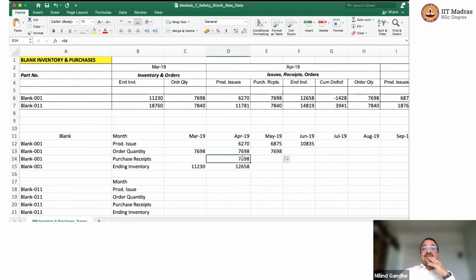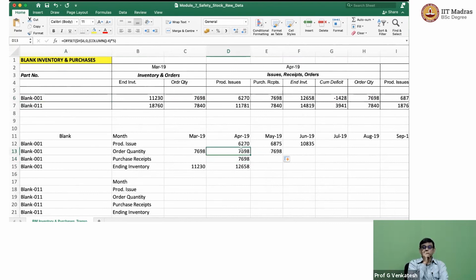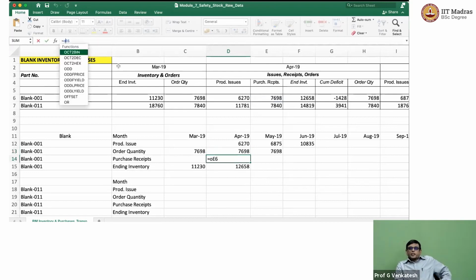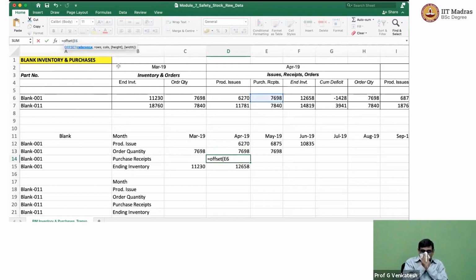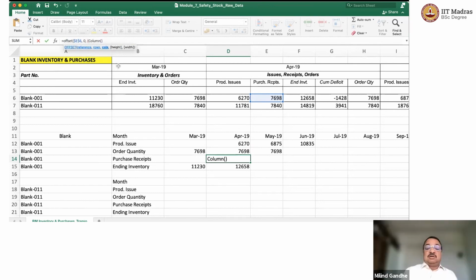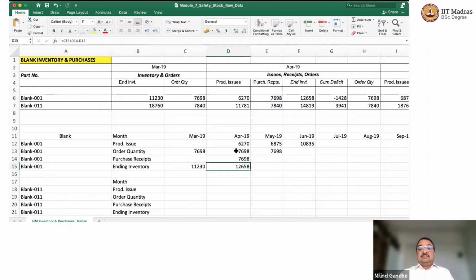Purchase receipts. Again, we'll do the same thing. From E6 you go 5 and 10 and all that. Yeah, correct. OFFSET $E$6, 0 rows, COLUMN -4. And this will get us this.